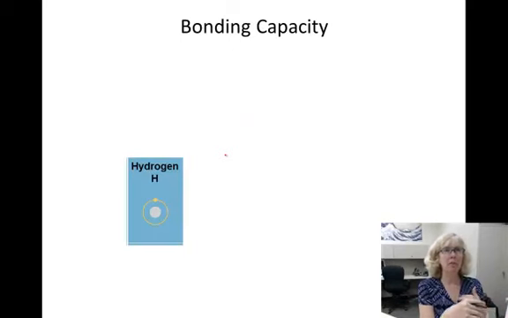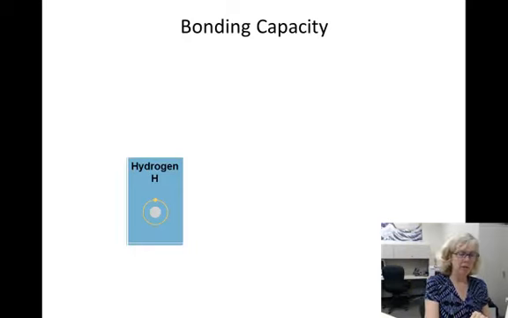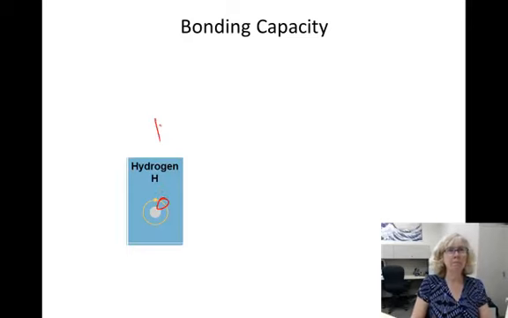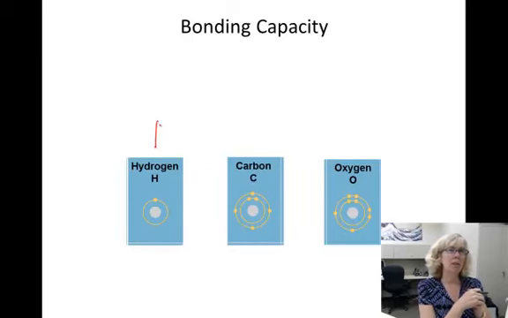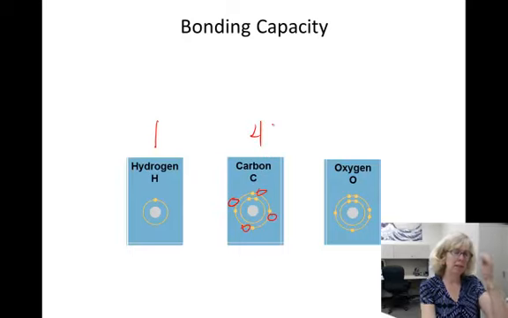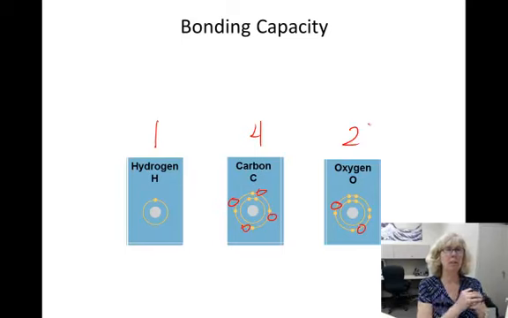One of the things that helps determine covalent bonding is an element's bonding capacity, or the number of unpaired valence electrons. So take a look at hydrogen. It has one valence electron in a shell that can hold two, so hydrogen has one more spot available for a bond and has a bonding capacity of 1. Carbon and oxygen both have outer electron shells that can hold 8 electrons. Carbon has 4 unpaired electrons, so it has a bonding capacity of 4. Oxygen has 2 unpaired electrons, and so it has a bonding capacity of 2.